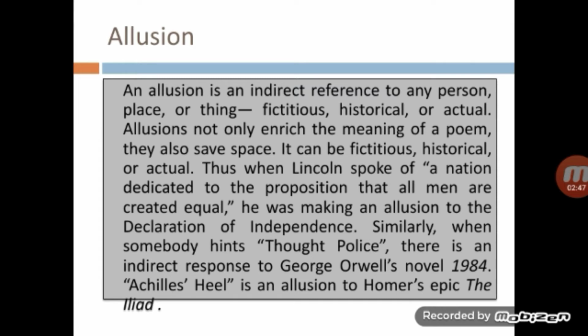Thus, when Lincoln spoke of a nation dedicated to the proposition that all men are created equal, he was making an allusion to the Declaration of Independence. Similarly, when somebody says thought police, there is an indirect reference to George Orwell's novel 1984. Achilles' heel is an allusion to Homer's epic, the Iliad. Some examples of allusions are Big Brother, Watergate, 15 minutes of fame, Catch-22, the Trojan horse, and so many more.